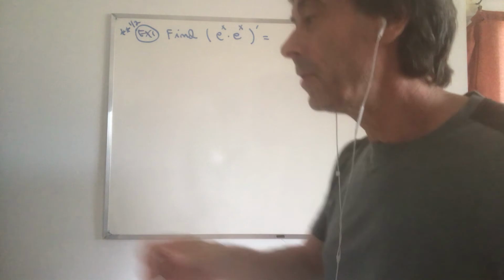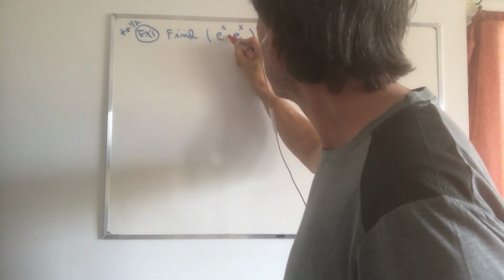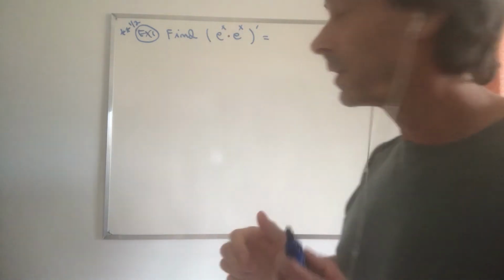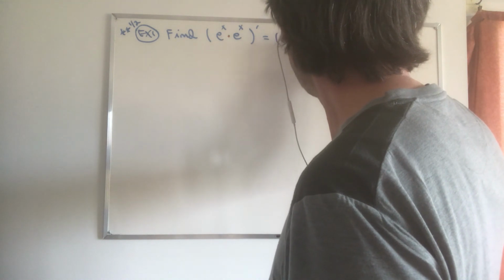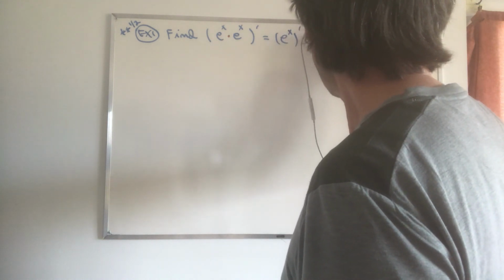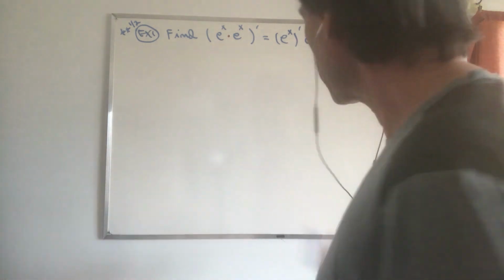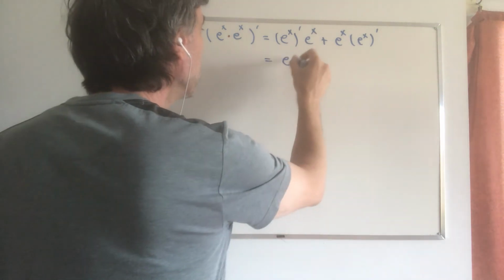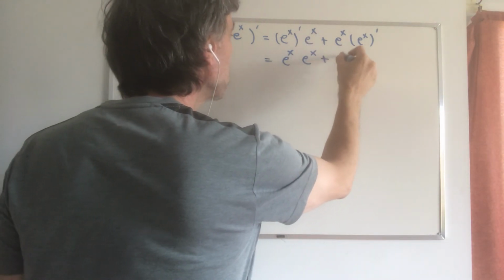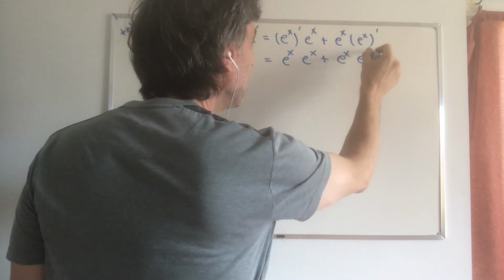2.5 stars. Find the derivative of e to the x times e to the x. Aha, e to the x times e to the x. That is an important little thing. It's a multiplication, which means we shall apply the multiplication rule. So the first one goes prime times the second one, not prime, and vice versa. The second one goes prime. Now we just saw that the derivative of e to the x is itself. So that's e to the x times e to the x plus e to the x, and there it is again, e to the x.